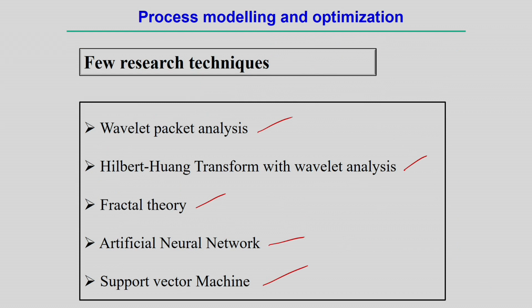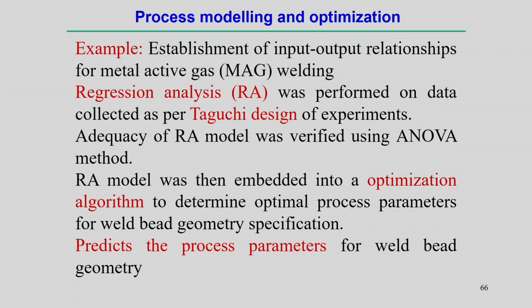So, once we collect all the data and look into the different techniques, if you look into the overall view, how we can do the process modeling, and even though we have a lot of data, what we can do in the process modeling, and how we can optimize these process parameters. We can look into one example, for example, the establishment of the input output relationship for the metal active gas welding process.